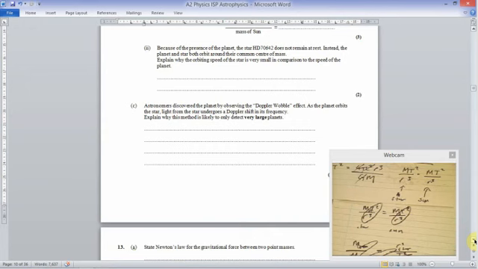Astronomers discovered the planet by observing the Doppler wobble effect. As the planet orbits a star, the light from the star undergoes a Doppler shift of frequency. Explain why this method will only detect very large planets. Remember, the Doppler shift is only really visible when there are large velocities taking place. Okay, so only if there's fast movement will this take place. Okay, so the larger planet will move towards centre.